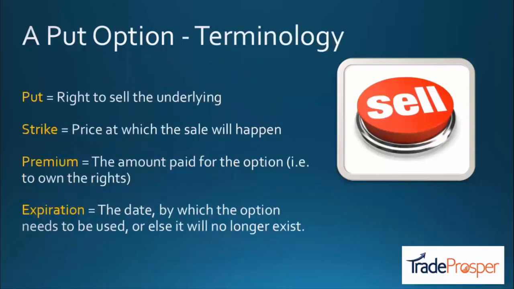Let's look at some terminology that you need to be familiar with when dealing with options. A put option, as we said, is the right to sell the underlying security. So if the put option is written on stock, this will be the right to sell the stock. The strike price is the contract rate of the option. So in this case, the rate at which you will sell the shares if you exercise the option.